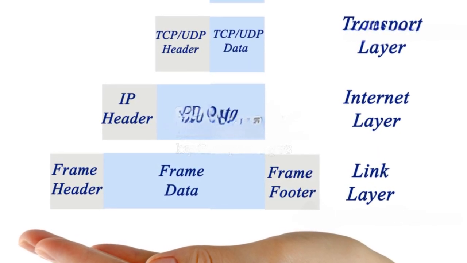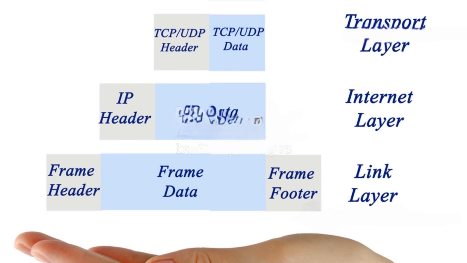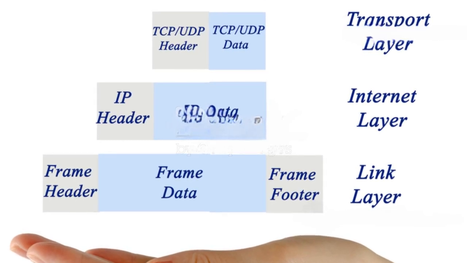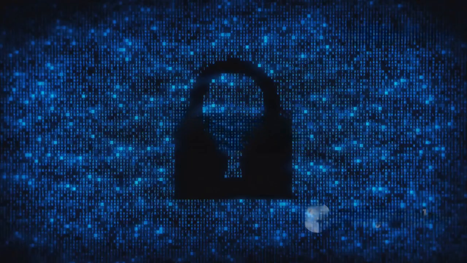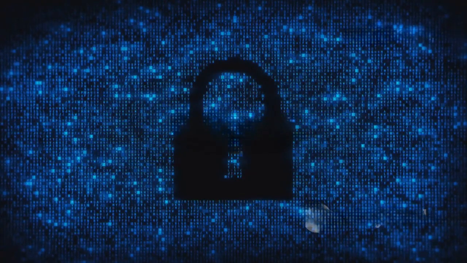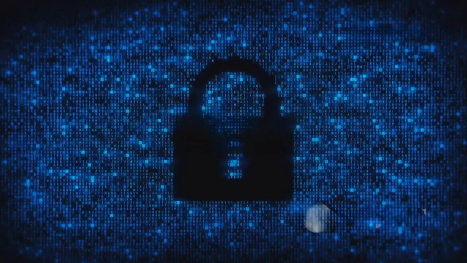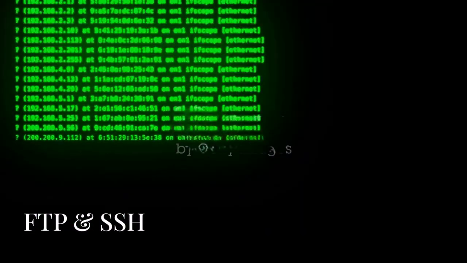Now that we understand the layers, let's look at some of the most important protocols in networking and cybersecurity. First, we have HTTP and HTTPS. HTTP is the protocol that allows us to browse websites, but it's not secure. Anyone can potentially intercept your data. On the other hand, HTTPS adds encryption, making sure your communication with websites is secure. As a hacker, understanding how these work helps you with web application security testing.